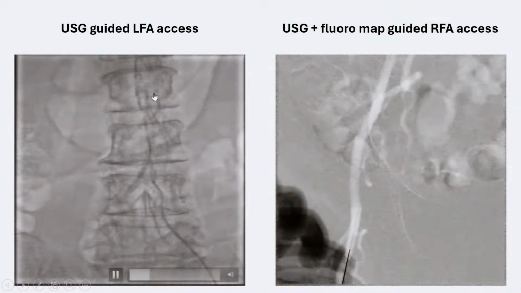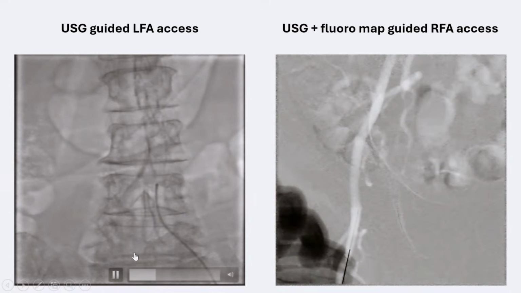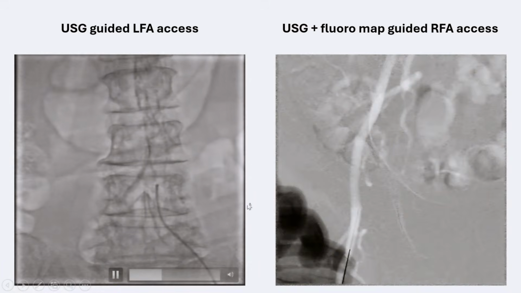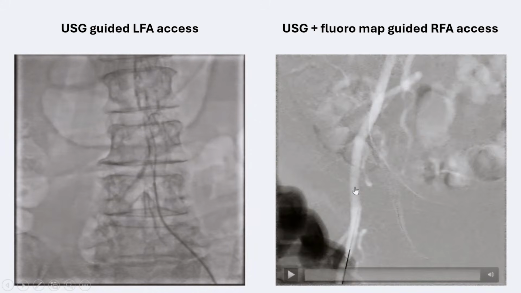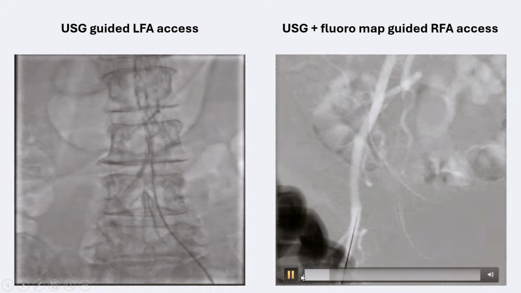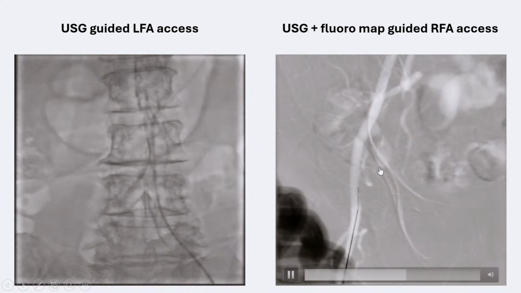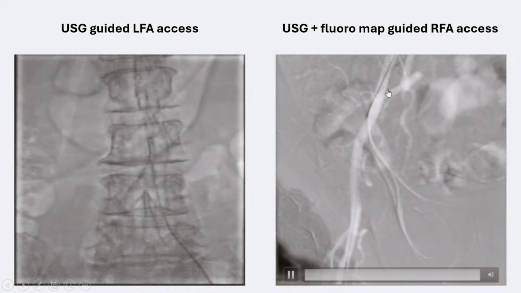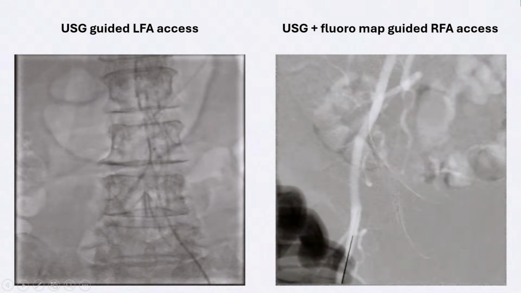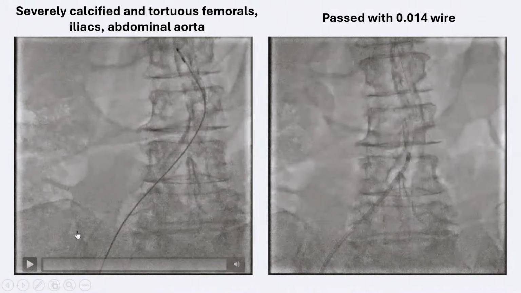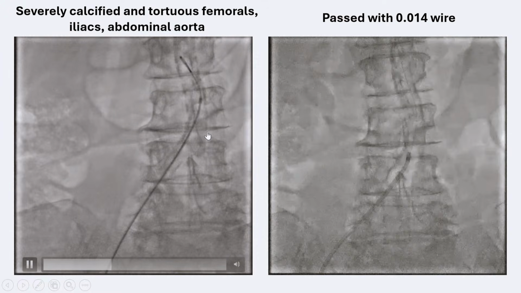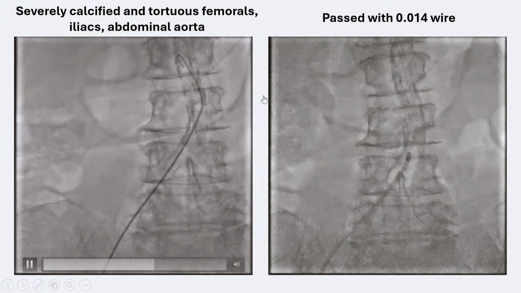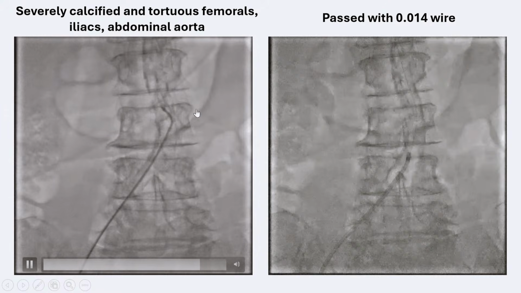So we took an ultrasound guided left femoral access first, and then we took ultrasound guided access with fluoro mapping for the right femoral artery. We used a micropuncture needle, and then we successfully punctured the right femoral artery as well. But after this is where we really struggled, which is what we were anticipating as well. Fluoroscopically also it is quite visible that there is severe calcium in the iliacs and the aorta as well.